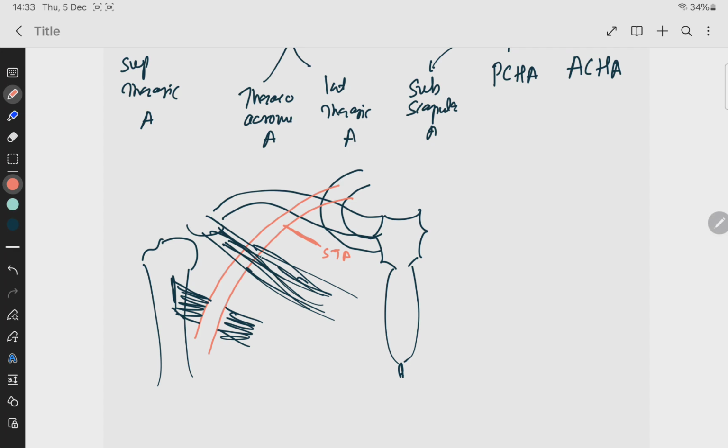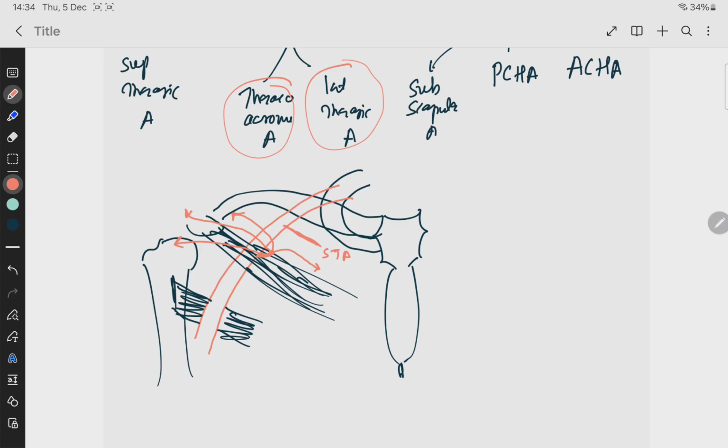Then the second part, there are two branches, thoracoacromial and lateral thoracic artery. At the upper border of the pectoralis minor, there originates the thoracoacromial artery, which divides immediately into four branches. One is the pectoral branch, which lies in the pectoral region. One branch goes to the clavicular side, one branch goes to the acromial process, and one branch goes towards the deltoid. So it gives the pectoral branch, deltoid branch, acromial branch and clavicular branch. These four branches come from the thoracoacromial artery.